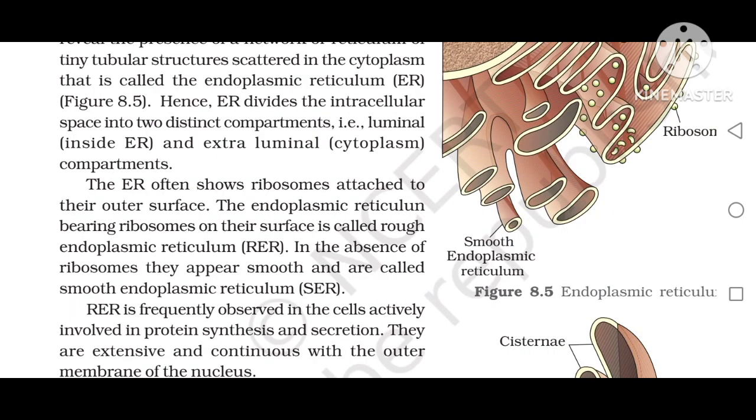The ER often shows ribosomes attached to its outer surface. The endoplasmic reticulum bearing ribosomes on its surface is called rough endoplasmic reticulum (RER). In the absence of ribosomes, they appear smooth and are called smooth endoplasmic reticulum (SER). Important points: endoplasmic reticulum bearing ribosomes on the surface is called rough ER. In the absence of ribosomes, they appear smooth, called smooth endoplasmic reticulum.